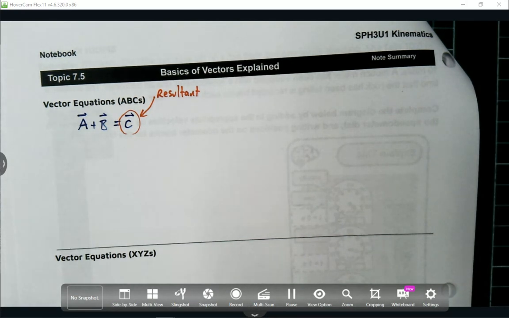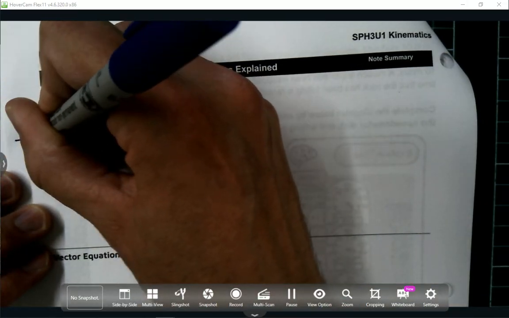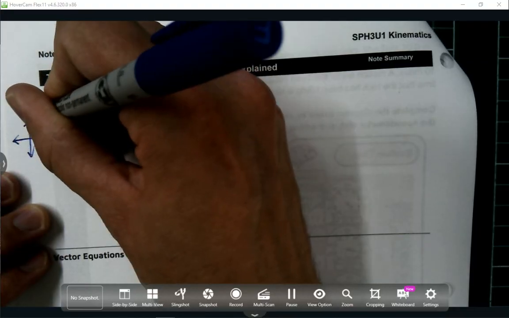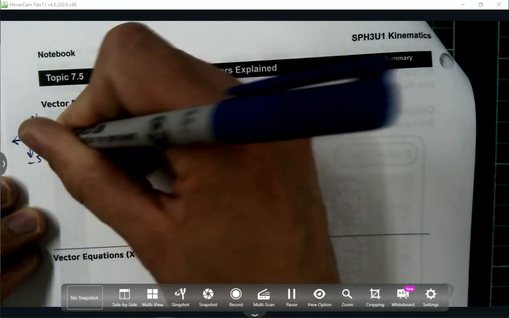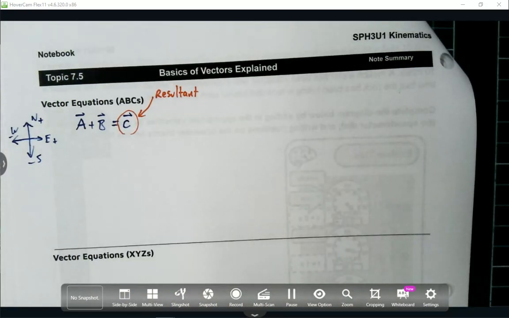And just like any vector scenario, I should have a reference frame. So that doesn't go away. In fact, it's even more important. More important than ever. North, south, east, and west. Make this be like an overhead view scenario.